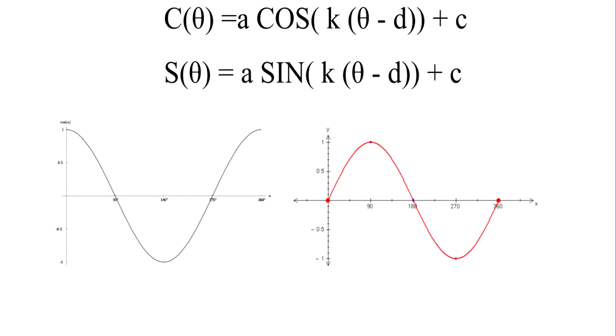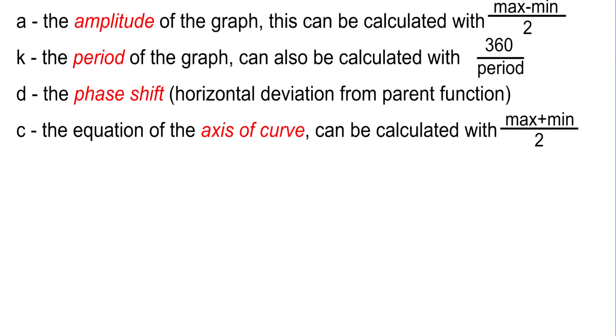This will play a big part when you're graphing your own scenarios. Now you may be wondering what those variables were inside the two equations. Well, first off, we have A. This is the amplitude of our graph and can be calculated with the formula max minus min divided by 2. Next, we have the K value. This is the period of the graph and can be calculated with the formula 360 divided by your period.